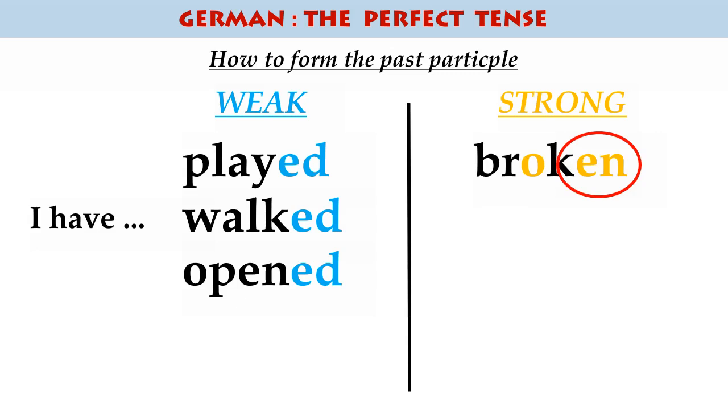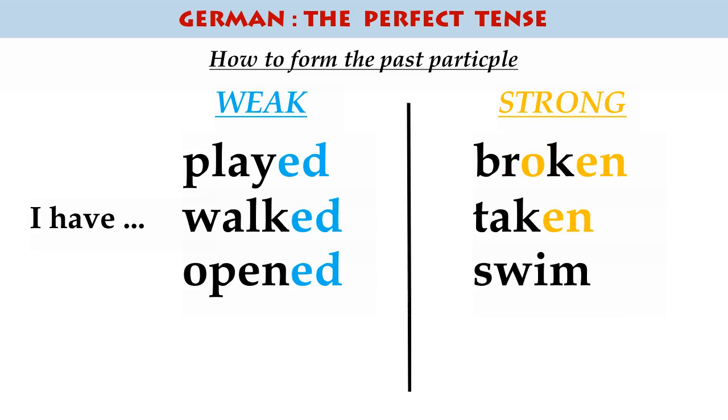And you'll notice also sometimes there's a vowel mutation in English. Break to broken. Take to taken. Or sometimes there's just a vowel mutation in English. Swim goes to swum. Read goes to read. I have read something, even though we don't change the spelling.